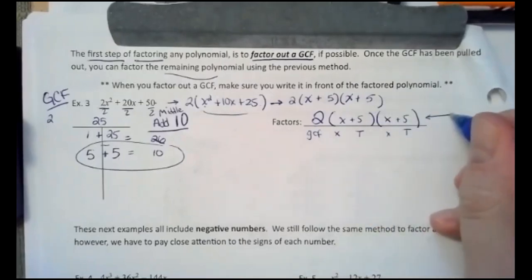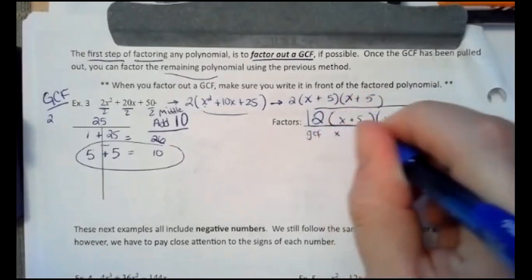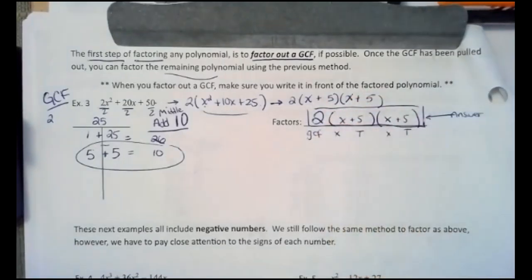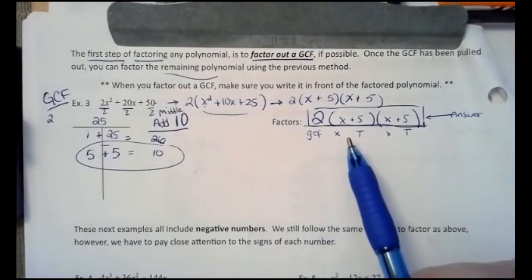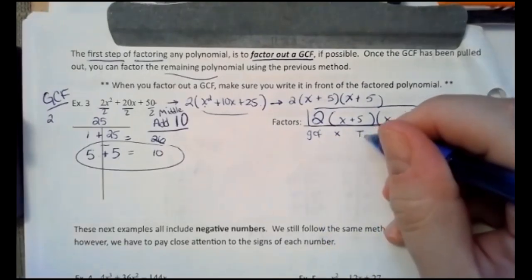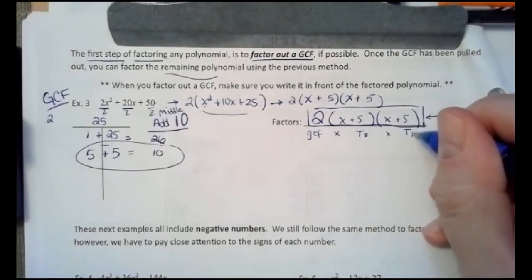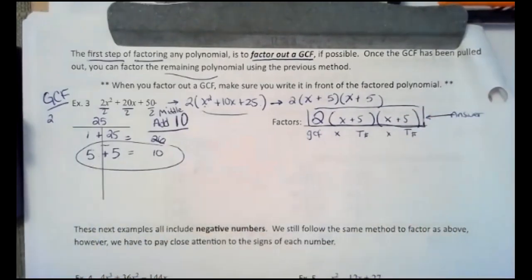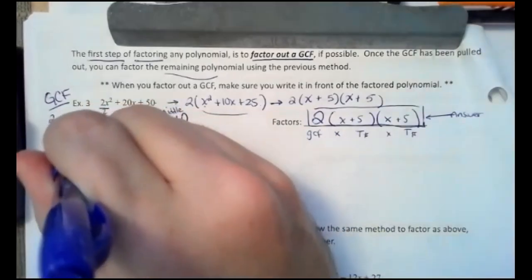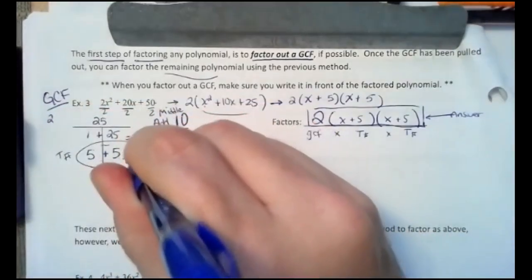Here's our answer. It has a GCF, an x, and a number from the T-chart. I'm going to write T number and T number. A 5 and a 5. Let's put T number here and T number here.